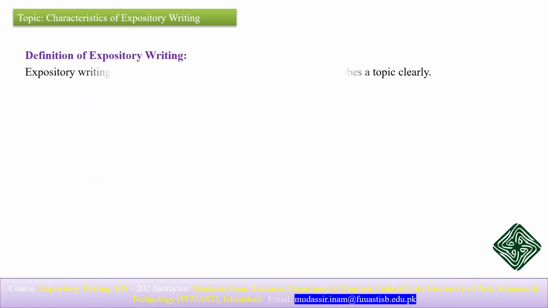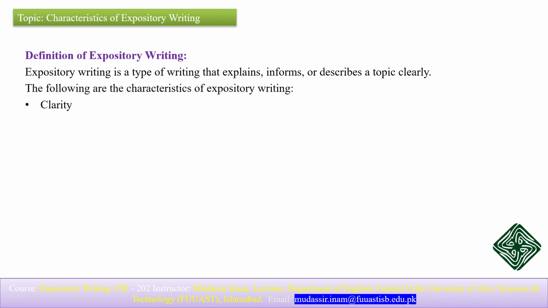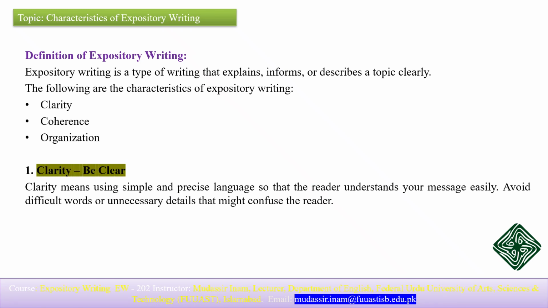Dear students, expository writing is a type of writing that explains, informs, or describes a topic clearly. The following are the characteristics of expository writing: clarity, coherence, organization. Clarity means be clear. Clarity means using simple and precise language so that the reader understands your message easily. Avoid difficult words or unnecessary detail that might confuse the reader.